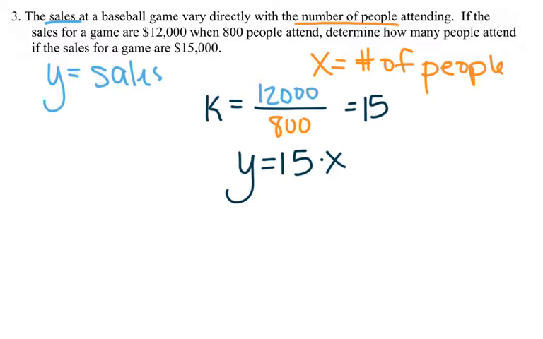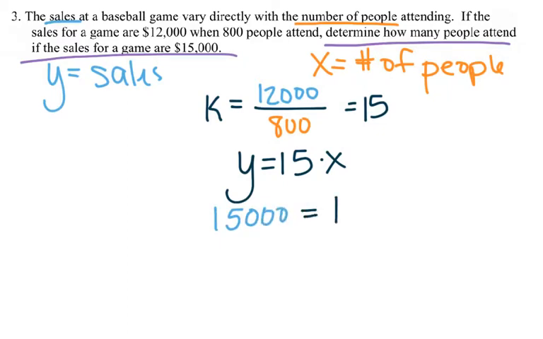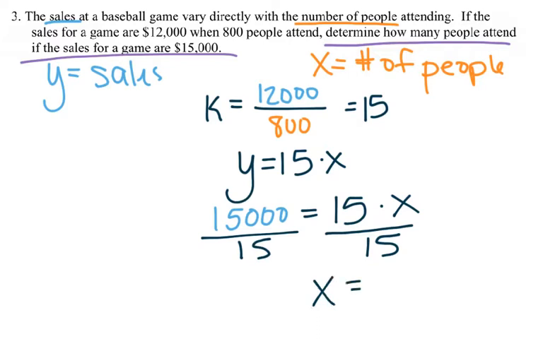Okay, the very last part of the sentence is going to be what you're trying to actually find. Determine how many people, X, attend if the sales are 15,000. So now I know that Y is actually 15,000. I know my constant is 15, and I'm trying to find out X, the number of people. I need to get X by itself, so to get rid of timesing by 15, I would divide both sides by 15. So X is going to be 1,000. It would have to be 1,000 people to get $15,000 in sales is what you're doing.